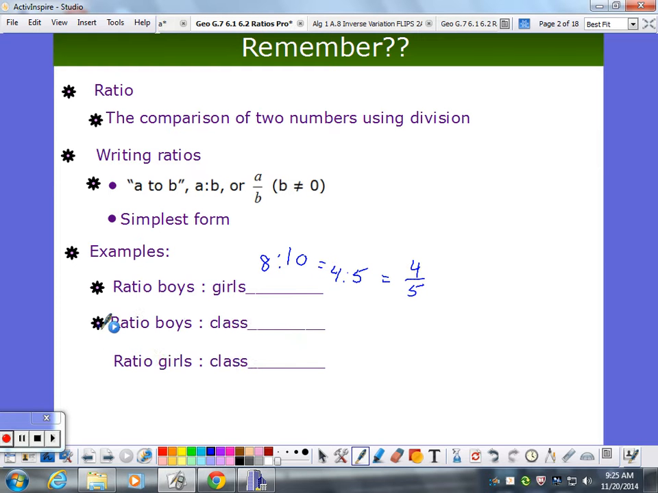Okay. So now let's say I want to do boys to the class. Boys to the class. 8 to 16. We're not going to count the teachers. 1, 2, 3, 4, 5, 6, 7, 8, 9, 10, 11, 12, 13, 14, 15, 16. The students. Yeah, let's do students. So isn't that right? And that's 1 to 2, or we can write that as 1 to 2. Look at that. What a nice ratio we have.